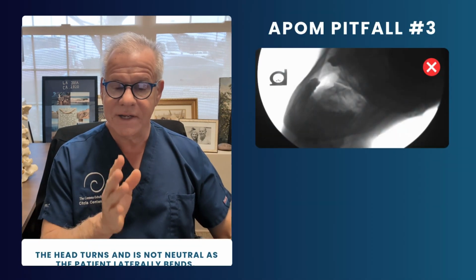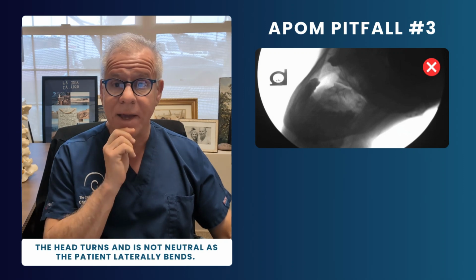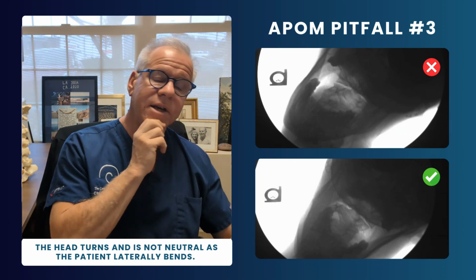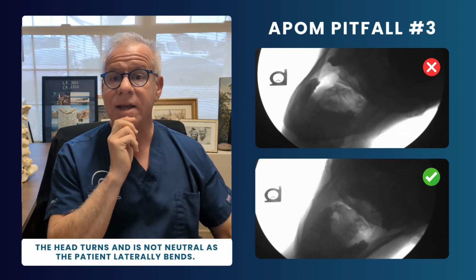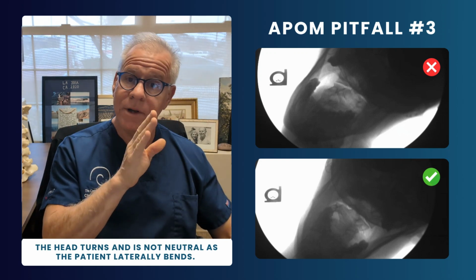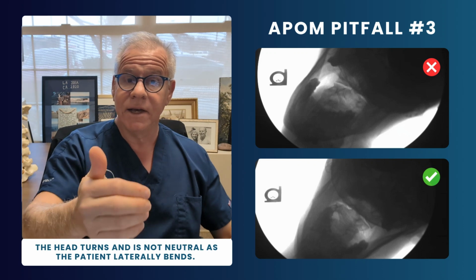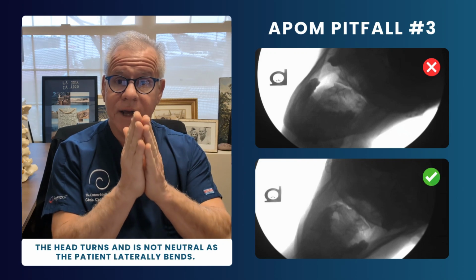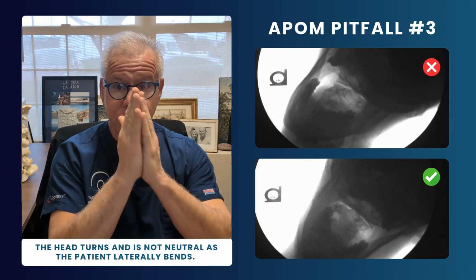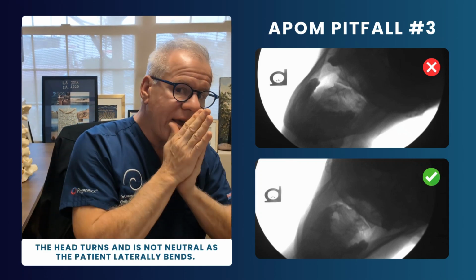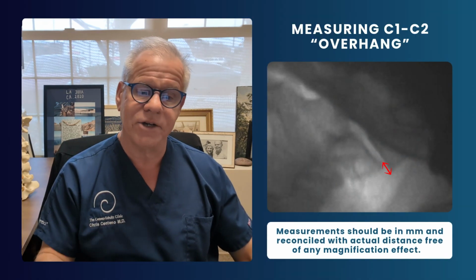Another pitfall is that the patient turns their head, which is pretty common. They do this or they do this when they're laterally bending. I need the head to stay absolutely neutral while they're opening their mouth, while you're visualizing C1-C2. This particular issue is important. Again, the head has to stay completely neutral while they're laterally bending, and it cannot rotate one way or the other. And then this is the C1-C2 overhang measurement that we're looking for.